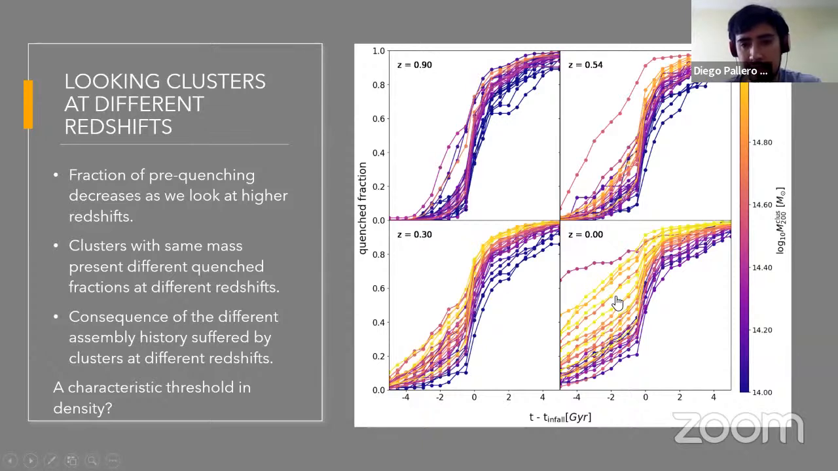And these results become much clearer as we go to lower redshift. This outlier here, I'm sure you're wondering why it's so weird, is because it underwent a major merger, like a bullet-like merger at low redshift. So that's why it has this large fraction of pre-quenching.